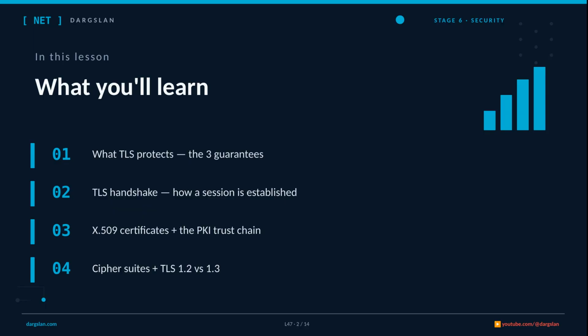First, we'll nail down exactly what TLS protects, the 3 core guarantees it gives every secure connection. Then, we'll trace the handshake itself, step by step, to see how a session actually comes to life. From there, we'll dig into X.509 certificates and the PKI trust chain that makes the whole system believable. And finally, we'll compare cipher suites and see what changed between TLS 1.2 and the much leaner 1.3.